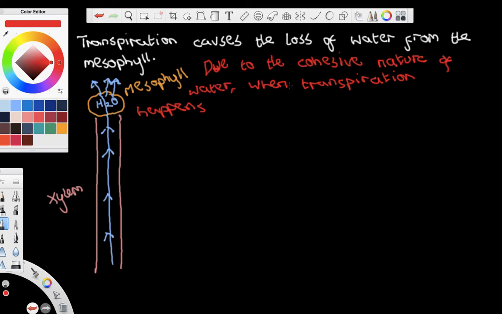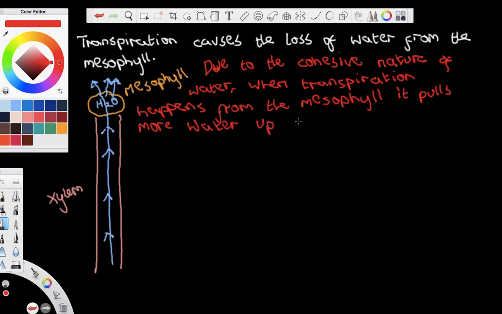from the mesophyll, it pulls more water up the xylem. So this loss of water from the mesophyll pulls water up the xylem. This is known as what's called the transpiration pull. Transpiration pull. And that's our next key term.